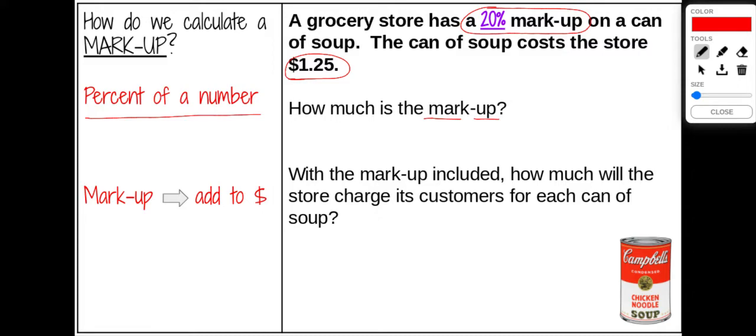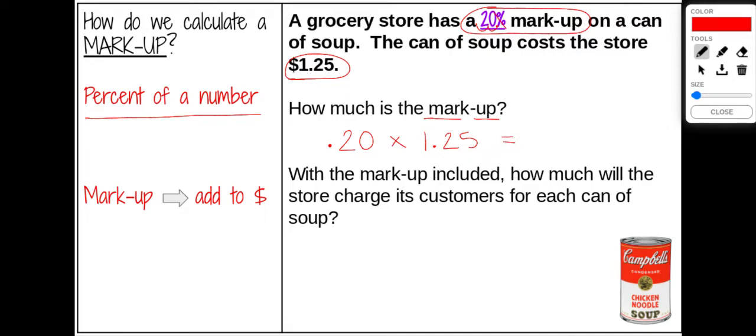So 20%, I'm going to change that to a decimal. Here's the decimal point. We're going to back it up, take off that percent. So 20% can be written as 0.2 or 0.20. Of means to multiply, and then $1.25. Let's figure out what is 20% of $1.25. What is the 20% that the store is going to charge its customers?